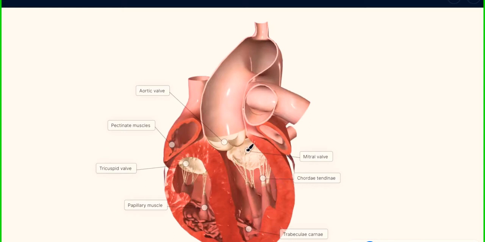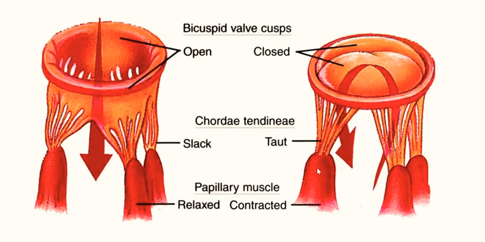As we see here, it's closed. When the papillary muscle relaxes, the valve will be open. The chordae tendineae, the papillary muscle, and the valve: the AV valve. When the chordae tendineae are taut, the papillary muscle contracts, which means the valve will be closed, bicuspid or tricuspid. When the chordae tendineae are slack and the papillary muscle relaxed, the valve will be open.